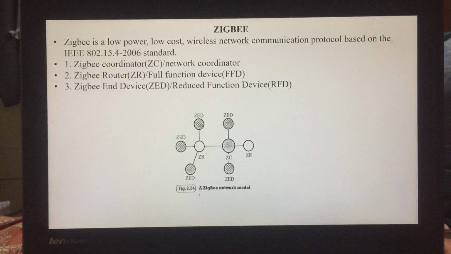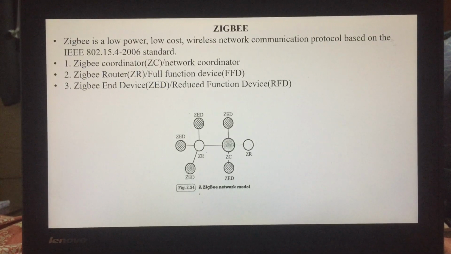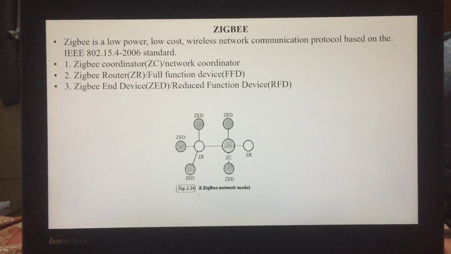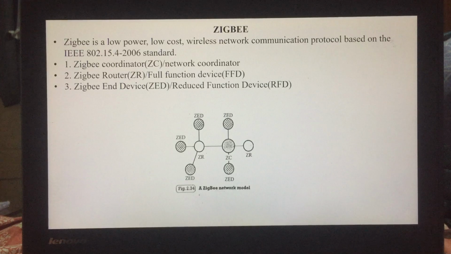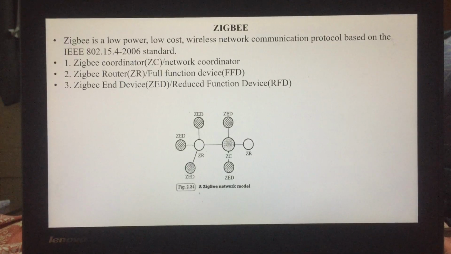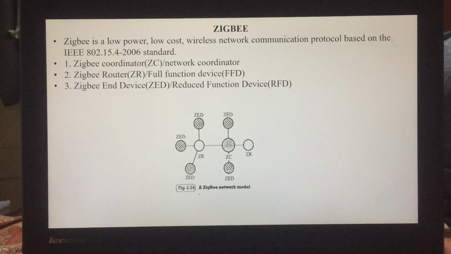Each Zigbee device falls under any one of the following Zigbee device categories. They are Zigbee coordinator (ZC) or network coordinator, Zigbee router (ZR) or full function device (FFD), and third, Zigbee end device (ZED) or reduced function device (RFD). First one, Zigbee coordinator (ZC) or network coordinator. The Zigbee coordinator is the root of the Zigbee network. The ZC is responsible for initiating the Zigbee network and it stores the information about the network.